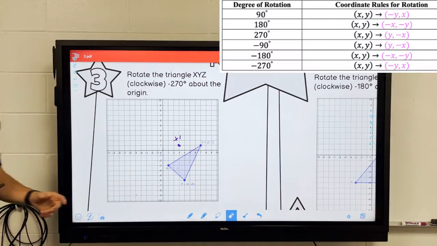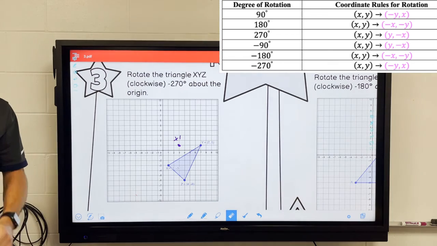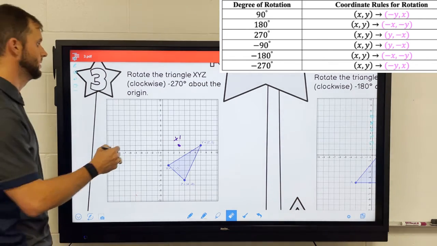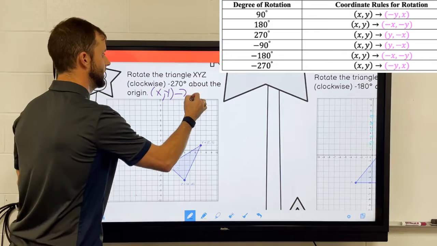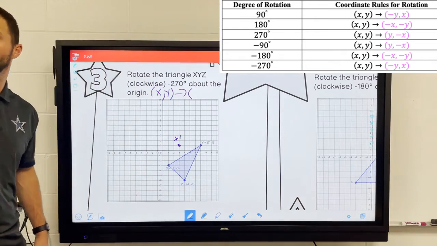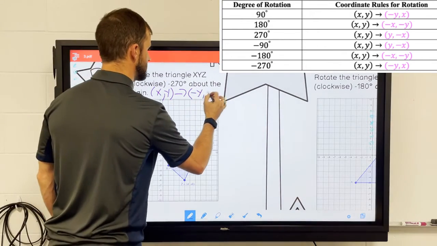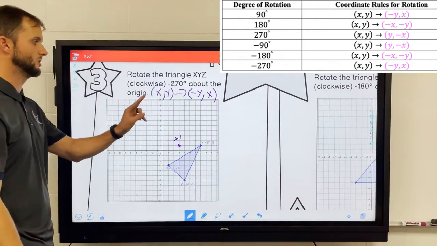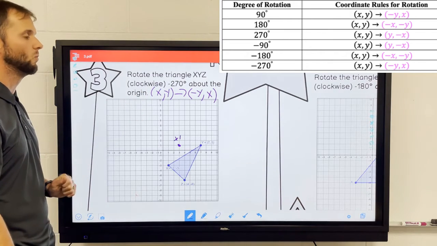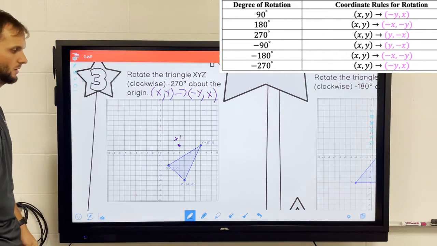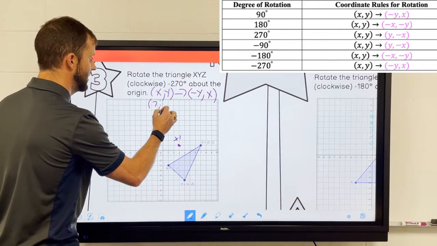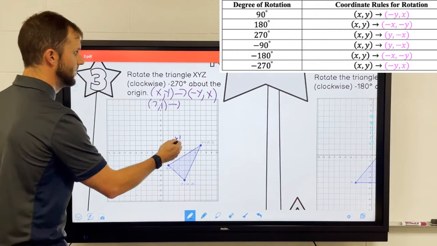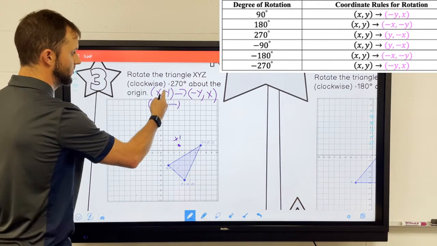All right, so now putting those rules back up there, a negative 270-degree rotation is known as x comma y, and it is going to end up as negative y comma x. So what this means is I'm flipping it and only changing the y coordinate to its opposite. Right now let's do y. So y is 7 comma 1. I'm putting the y coordinate first, but I'm doing the opposite of it.